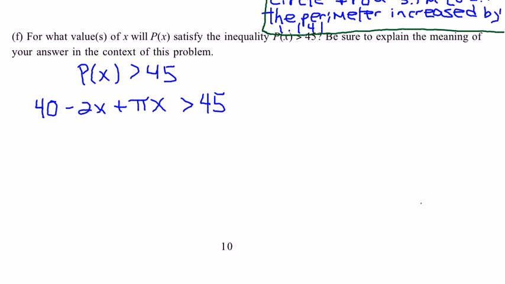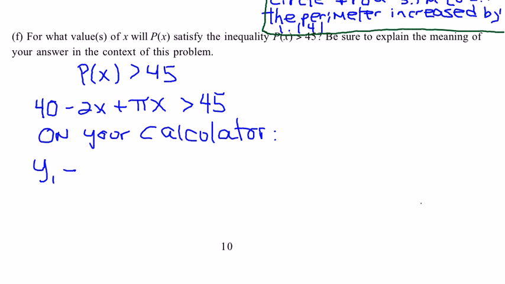So what I'm going to do, and I won't be able to show you this using my calculator, but I'll walk you through. On your calculator, and you could try this as we go, into y1 I'm going to graph this function: 40 minus 2x plus pi x. Okay, so 40 minus 2x plus pi x, I'm going to graph that into my calculator, into your window, if you will.